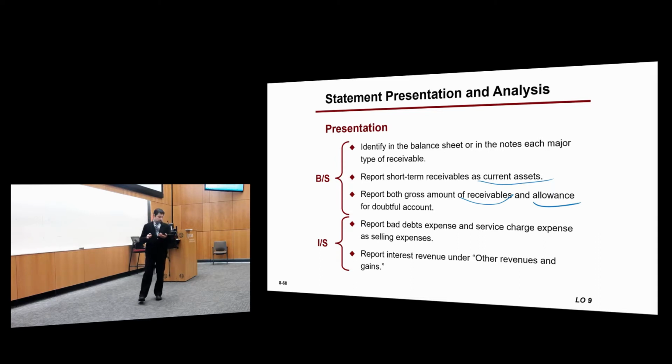Now on the income statement, the bad debt expense and the service charge expense are reported as selling expenses in the operating expenses section. Interest revenue is usually reported under other revenues and expenses for merchandising companies because that's not their main line of business. It's not like a bank, where the main line of business is lending money and earning revenue.